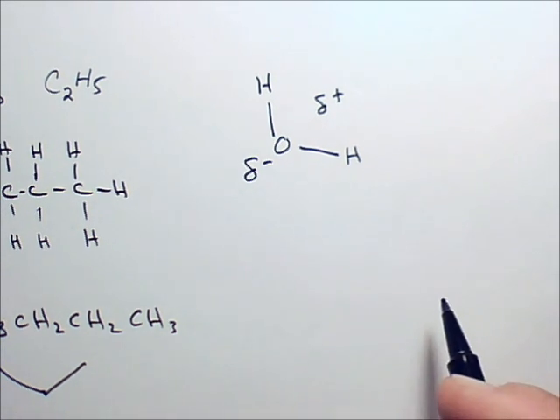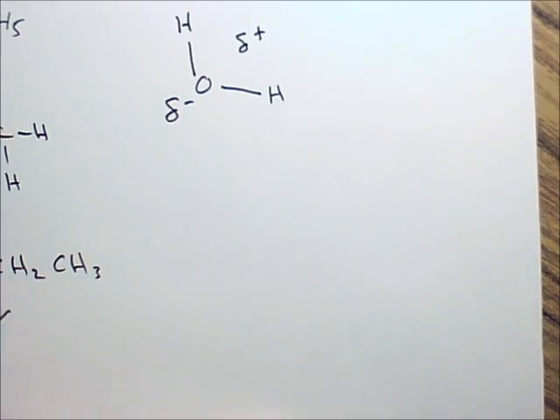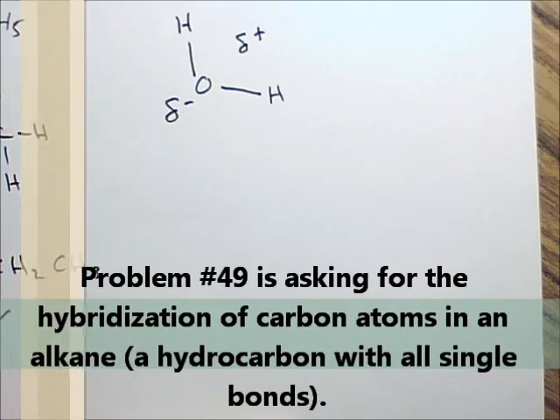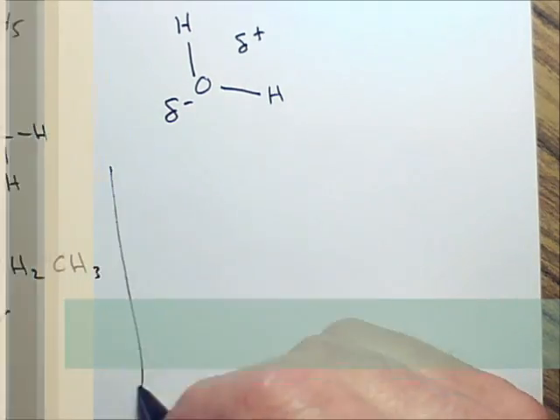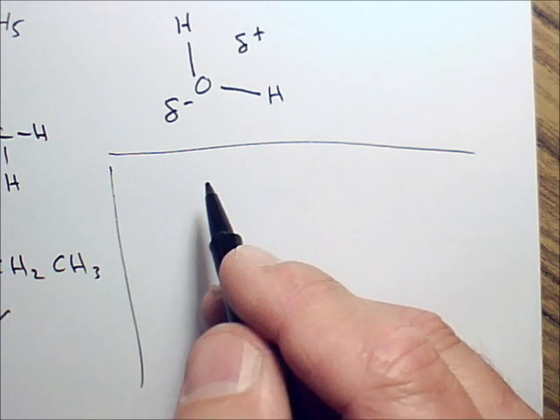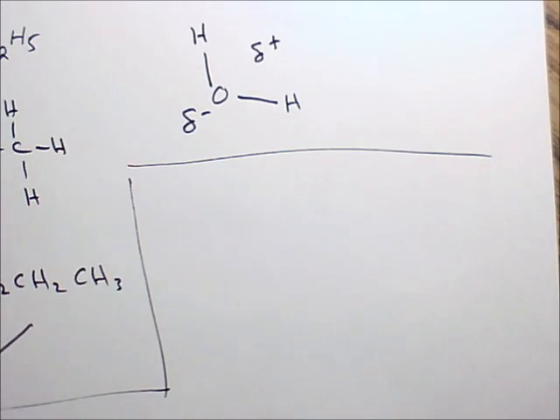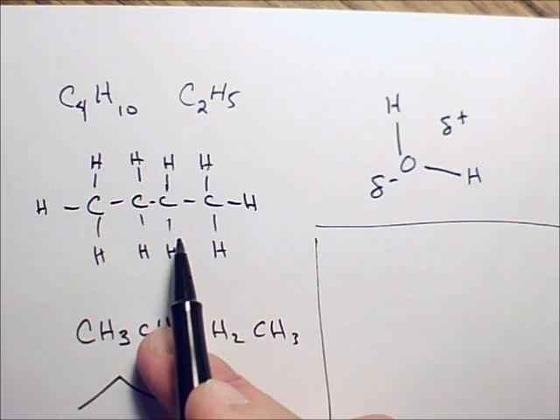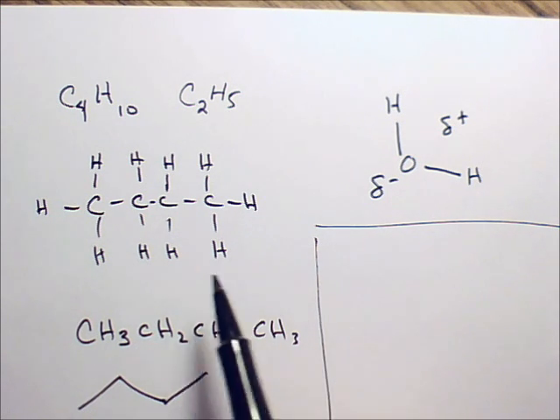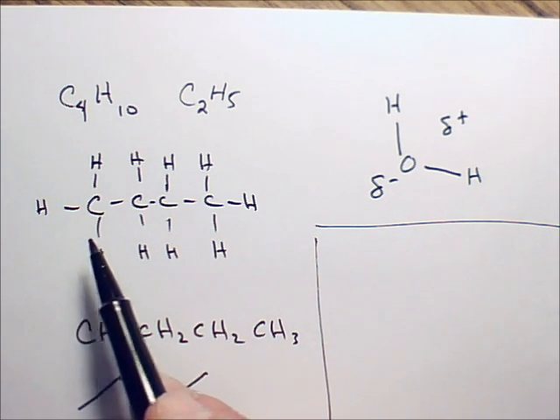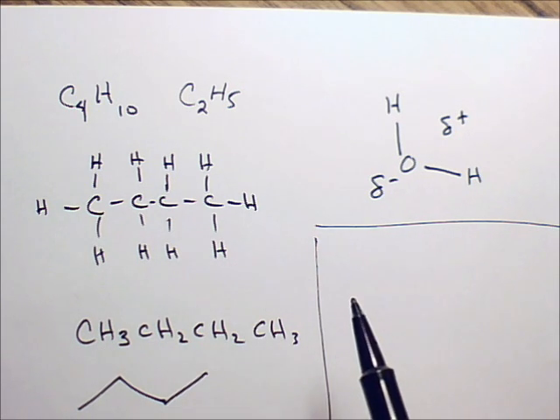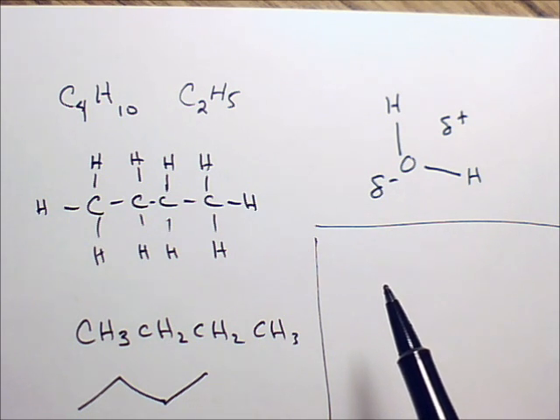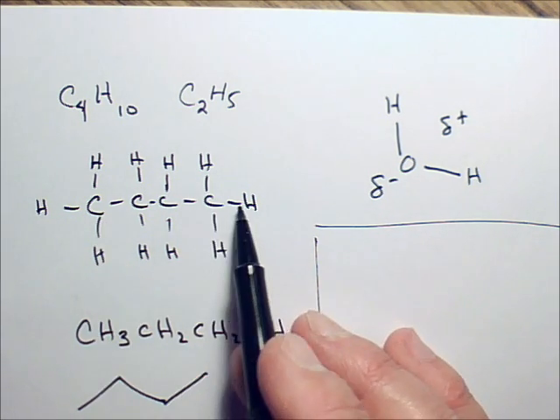Number 49 is, what is the hybridization of the carbons in the carbon-based molecule? All right, without actually looking at number 49, it's asking for the hybridization of these? Yeah. All these carbons are sp3. If you had pentane, it would be sp3 too. Pentane is a straight chain carbon, so it would be just one more carbon.